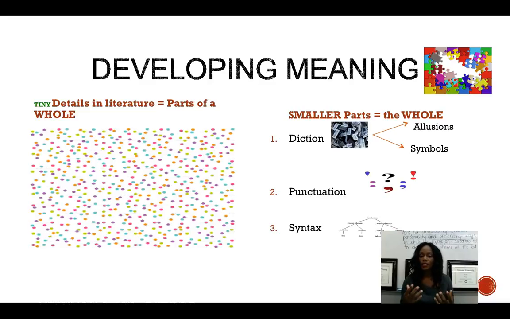And part of diction would be allusions, and we're going to see in the next couple of slides specifically what that is, but it's a direct reference to another piece, whether it's a biblical reference, a mythological reference, or a nursery rhyme. It's a reference to something else, assuming that we as readers are very familiar with this reference, and that is an allusion.